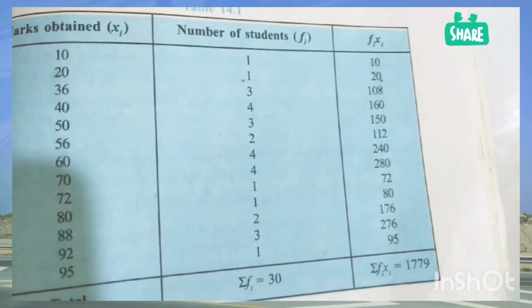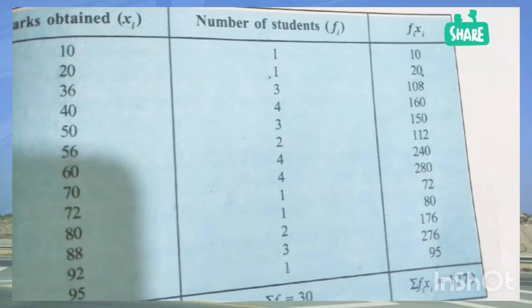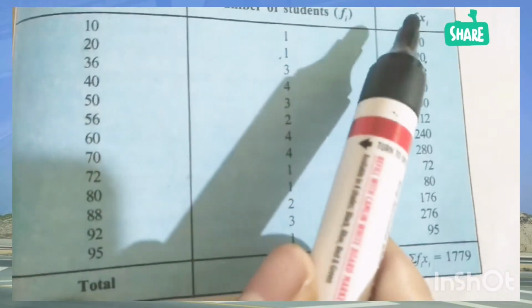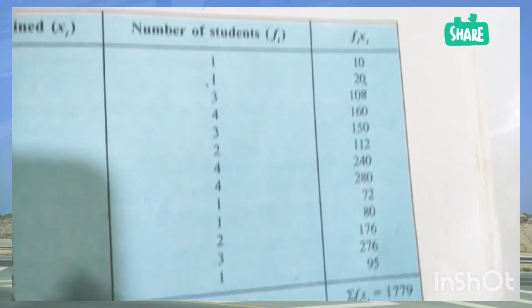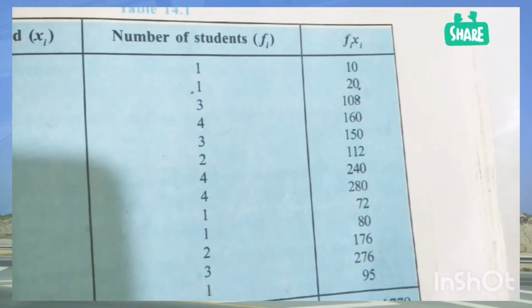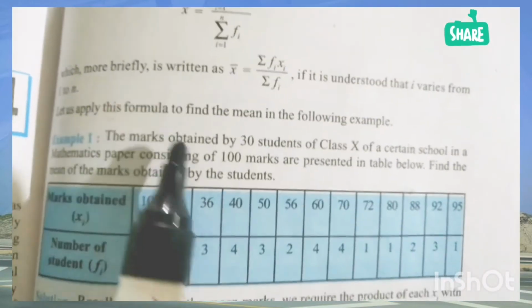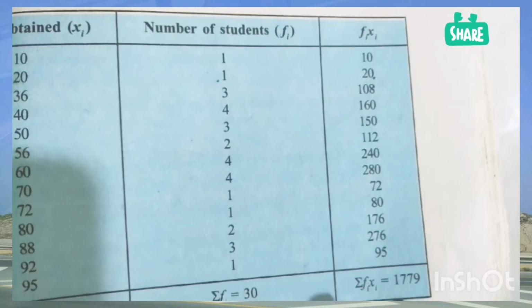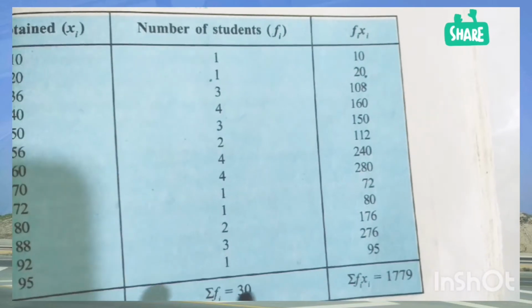Okay, we need to do those calculations. The first column value into the second column corresponding value will give the values in the third column, and just add all the values in the third column, that we will get as 1779. And just add all the frequencies, and that is 30, and in the question itself it is given that we have 30 students. So obviously the sum of the second column is equal to 30. So we got summation fi xi, that is 1779, and summation fi, that is 30.